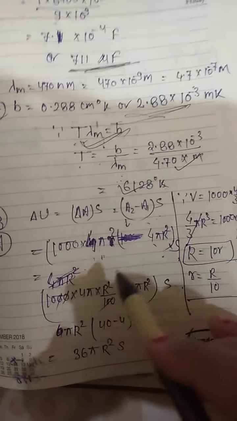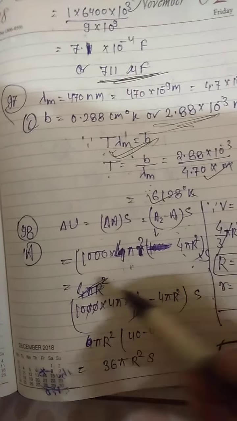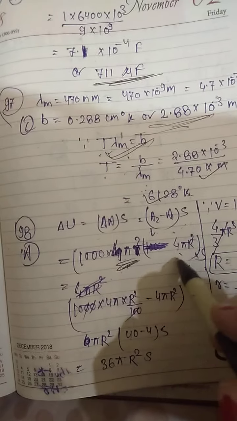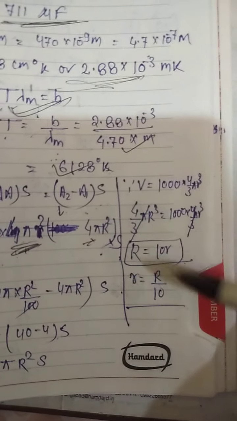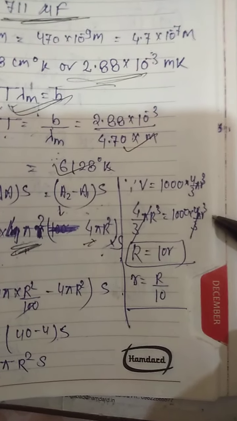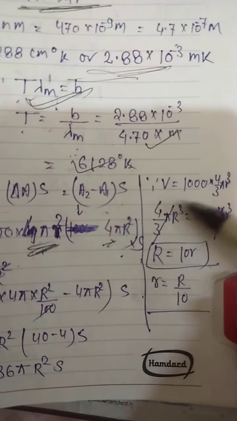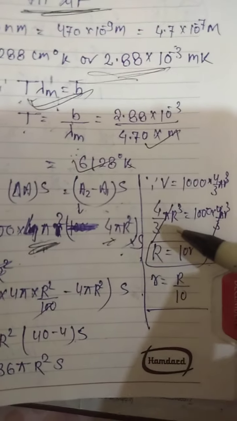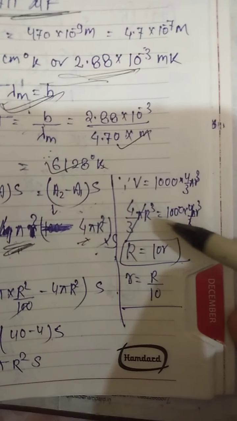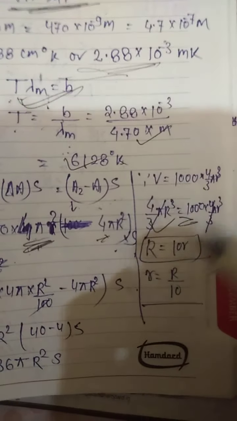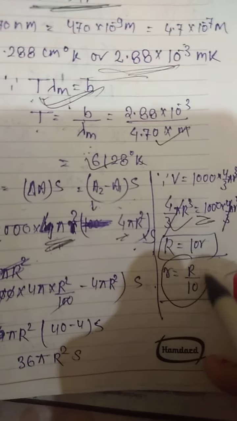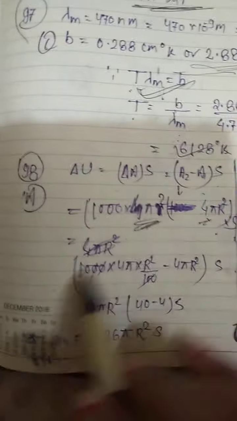Since the droplet is in the form of a sphere, for this we will use 4 pi r square. Firstly, let us find the relation between small r and capital R, where small r is the radius of the small droplets and capital R is the radius of the bigger droplet. 4 by 3 pi R cube is equal to 1000 times 4 by 3 pi r cube, because this one has been broken into 1000 equal pieces. So r is equal to R by 10. In place of small r, we will use R by 10. So by putting all these values, we are getting 36 pi R square S.